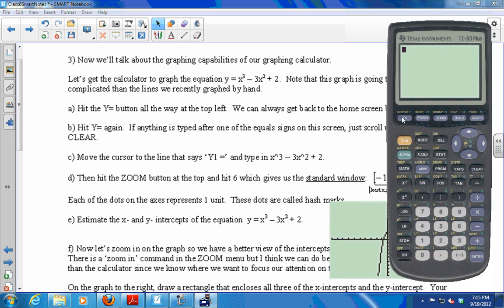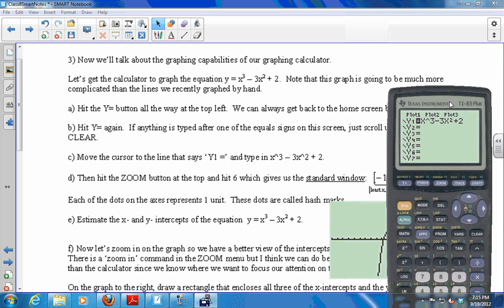To graph stuff, you can press the y equals button, and you have all these things you can type in. So we're going to graph this equation, x cubed minus 3x squared plus 2. So you use this x button here. It says X, T, theta, n. It generally is going to mean x for us. So you hit it, it types x cubed minus 3x squared plus 2. All right, so this is going to be much more complicated than a line.